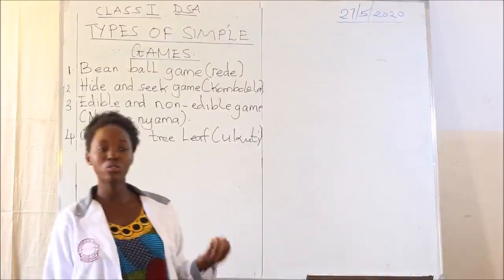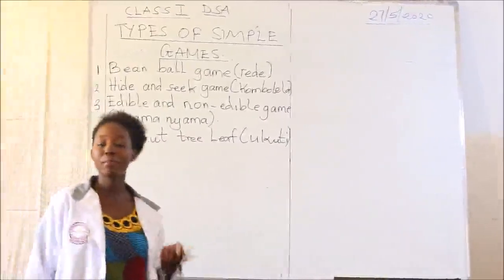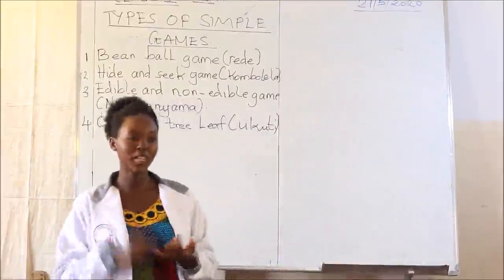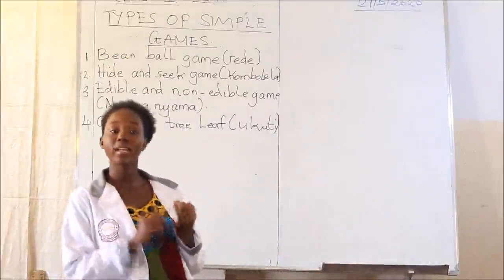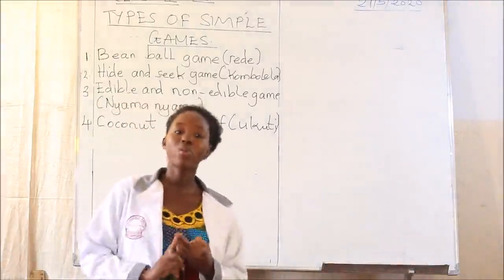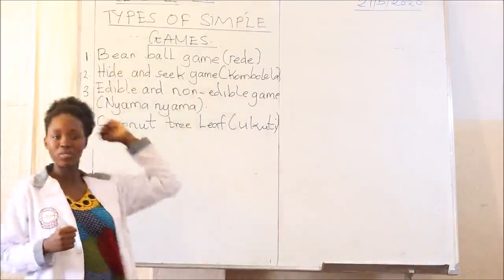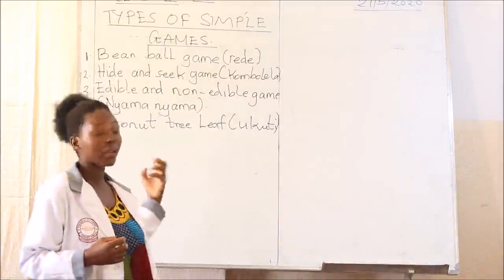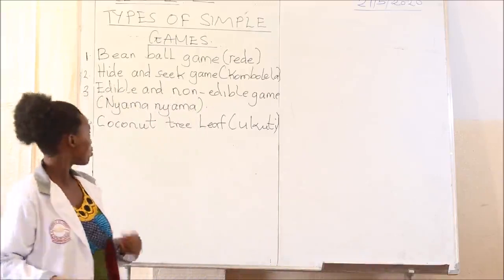Today we are going to continue discussing games. We remember last period we passed through the games and we discussed types of games. We said we have 3 types of games. Number 1, simple games. Number 2, board games, and number 3, athletic games. And we discussed types of simple games. We said the meaning of simple games are the games or local games played by children.